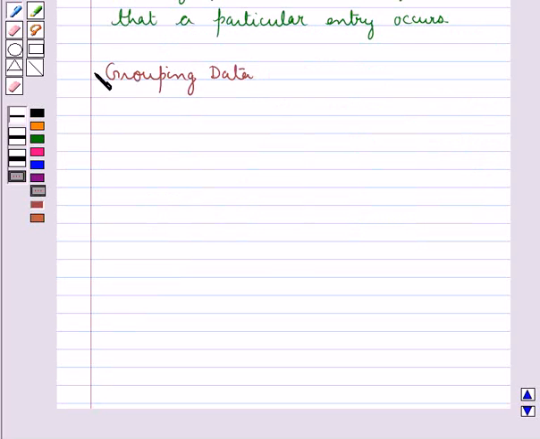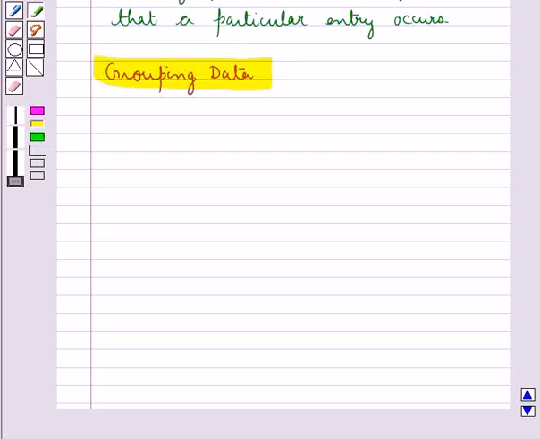Next we discuss grouping data. The raw data that we get can be grouped and presented systematically using a grouped frequency distribution. Sometimes when we have to deal with a large data, then we make groups of observations. That is, we group the data and we make a distribution, which is known as grouped frequency distribution. So let us see how we do this.